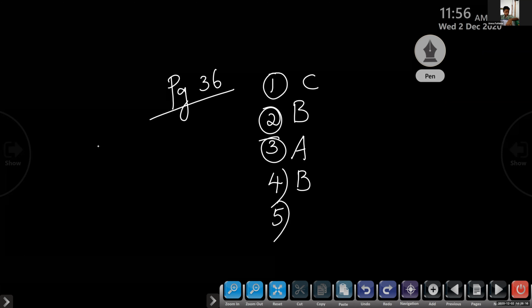To add two mixed fractions, we convert them to dash fractions. A, improper fractions. B, proper fractions. C, mixed. And D, both A and B. Ma'am, answer is A. Very good. So children, to add two mixed fractions, first what we will do? We will convert them into improper. Improper. That is option A.